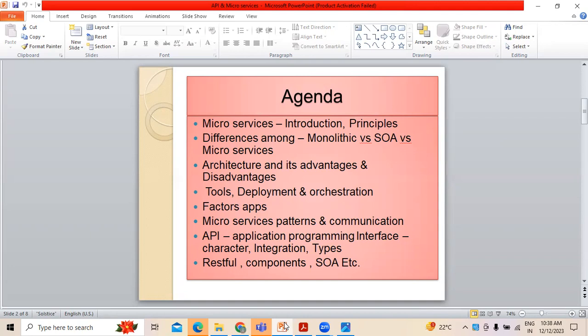What are the different microservices patterns we have nowadays? What are the different patterns we have, right? And how do these microservices communicate with one another? These are all which I'm going to cover in reference to the microservices part. This is point number one.